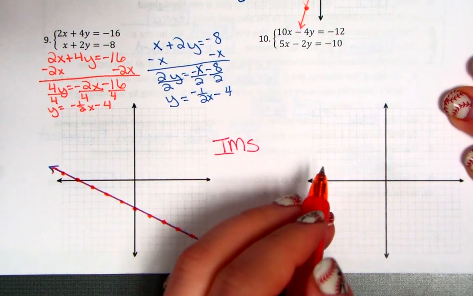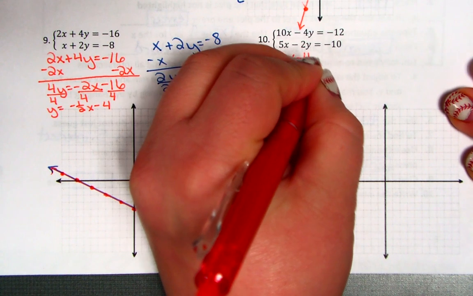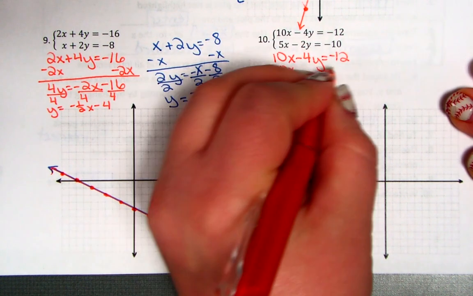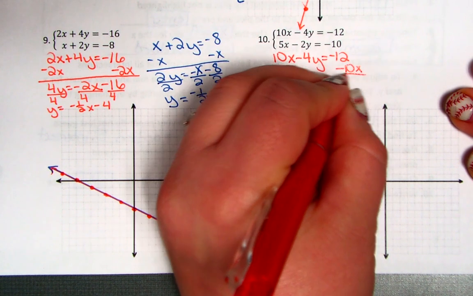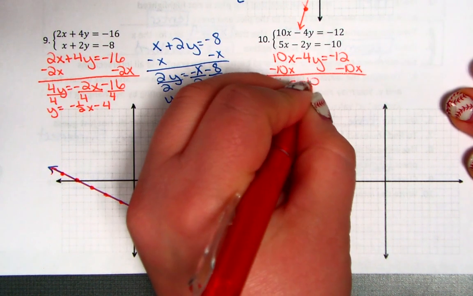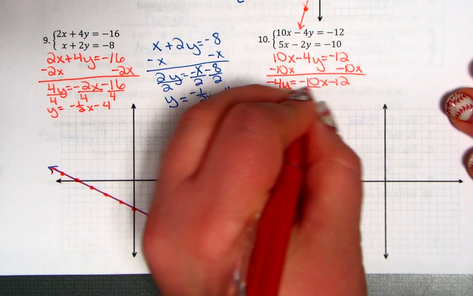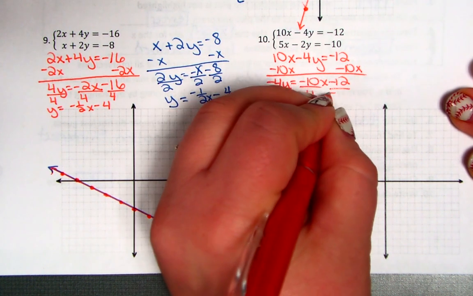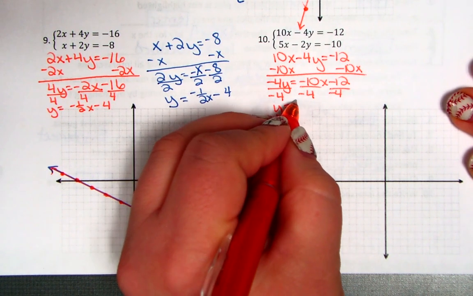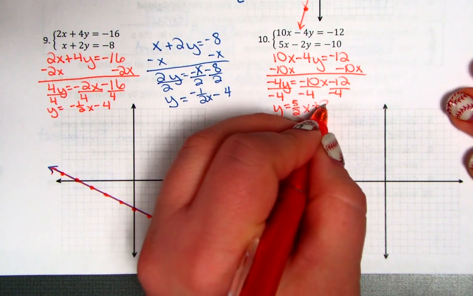How about this one? We'll use the first equation as our orange equation. We'll subtract 10x. Divide by negative 4. And y is equal to positive 5/2 x plus 3.